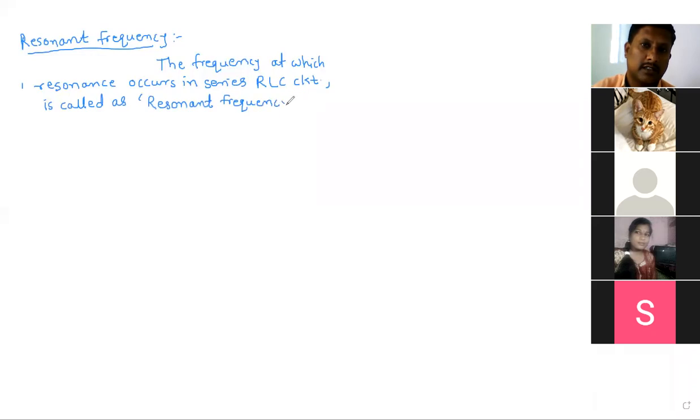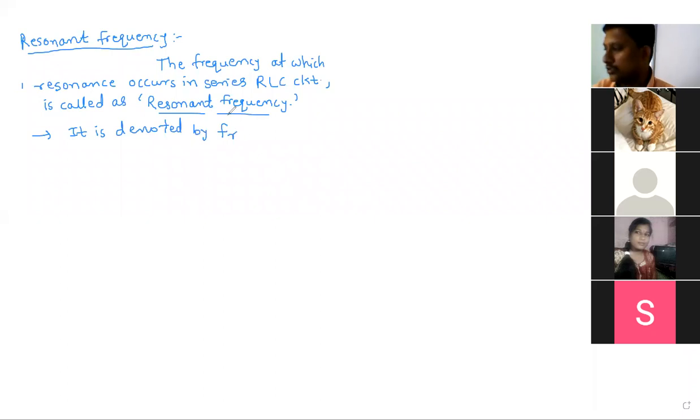...is called the resonant frequency. The frequency at which resonance occurs in the series RLC circuit is called what? Resonant frequency. It is denoted by FR. So R is for resonant frequency. Okay. Now, next point.